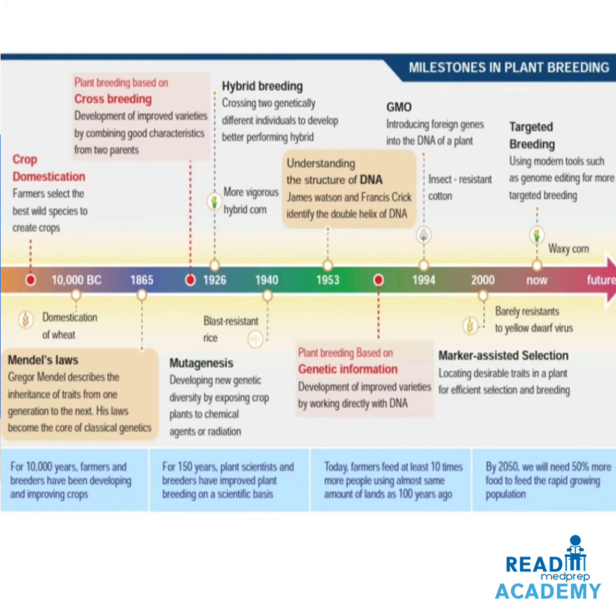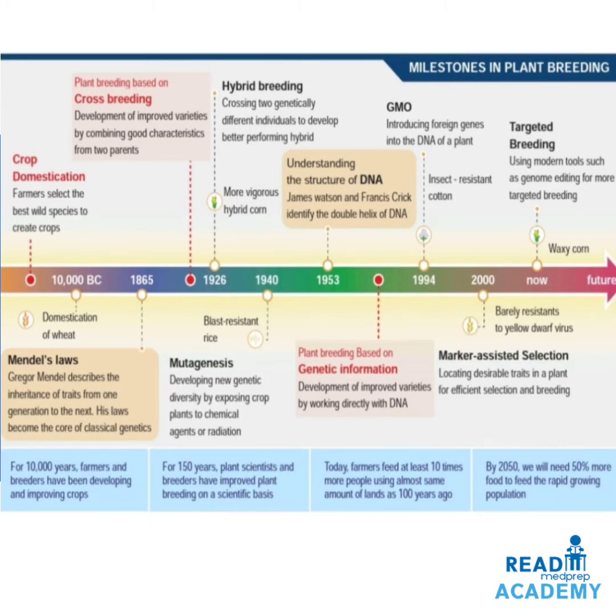In 1994, genetically modified organisms were introduced, introducing foreign genes into the DNA of a plant. For example, insect-resistant cotton was produced. In 2000, barley resistant to yellow dwarf virus was produced. Marker-assisted selection was done, locating the desirable traits in a plant for efficient selection and breeding. Now, targeted breeding is done using modern tools such as genome editing. And the future is very good in plant breeding.